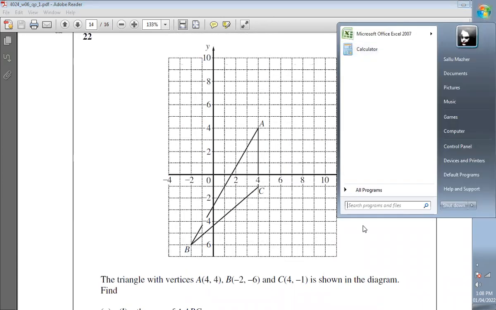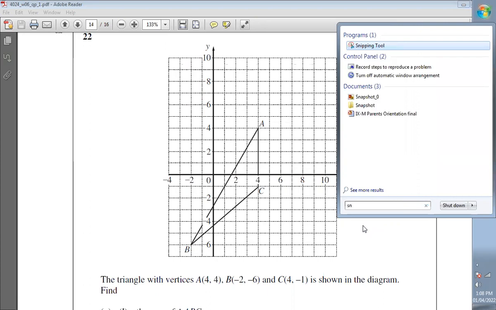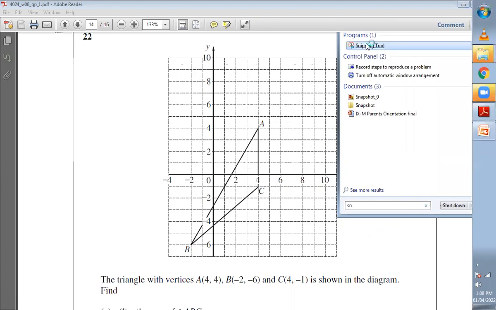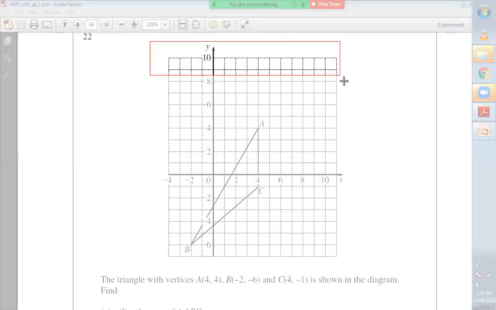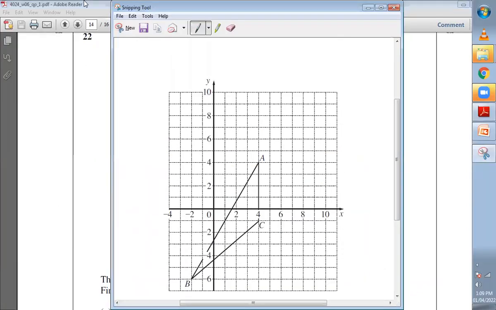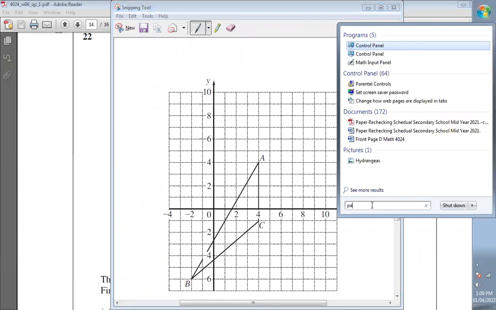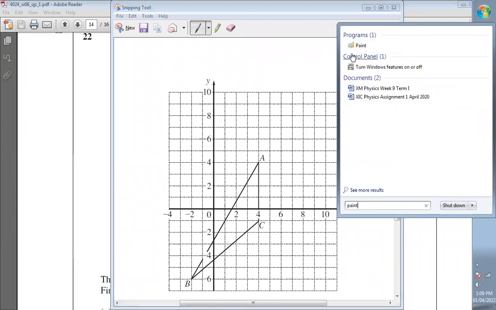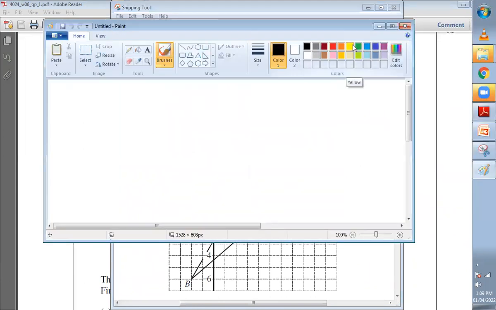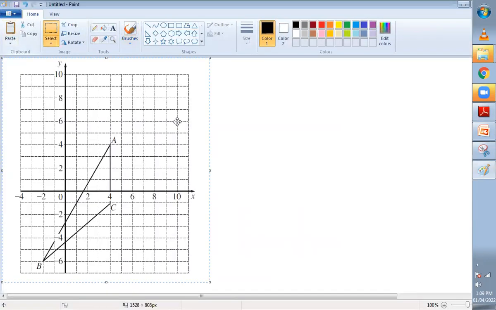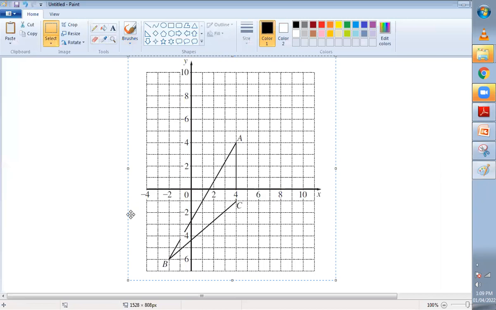To explain, I have to take out the snipping tool, because I want to explain how I found the area. It's very important to learn this exactly. But we don't have paint, so let me take out the paint first of all, so you can understand in a good way. So the question is to find the area of this triangle.